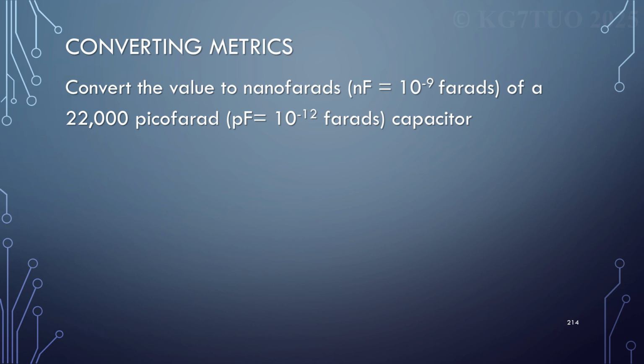Convert the value to nanofarads. A nanofarad equals 10 to the minus ninth farads, of a 22,000 picofarad, 10 to the minus 12th capacitor. Okay, so we're converting to nano from pico. We've got 10 to the minus 12, and we want to convert it to 10 to the minus 9. So we're just going to move the decimals, because we're not using the English system. We just move them 3 to the left.